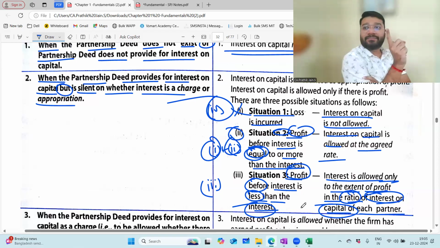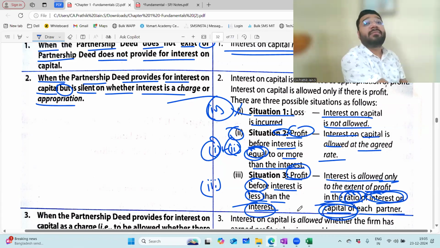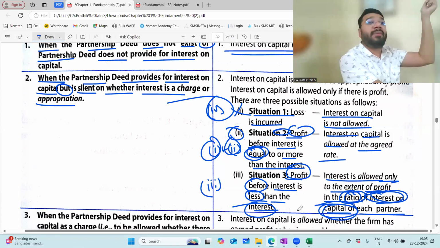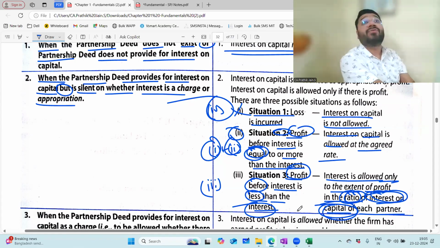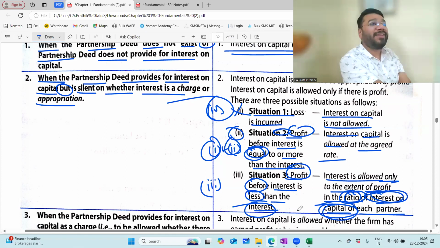What is the point here? What did we say? Whenever the profit is less than the item of appropriation, the profit should be distributed in the ratio of appropriation. Here they're telling to distribute in the ratio of interest on capital. So there is one piece of information, here another, sir. I'm getting confused. Like that, how many of you are getting confused? Raise your hands. Now 3-4 hands came.